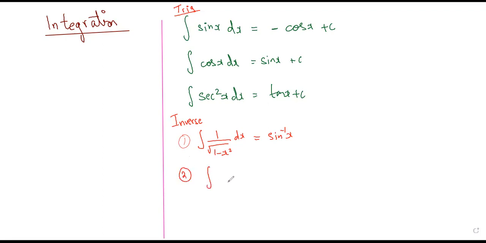And then let's say we have 1 over x squared plus a squared with respect to x. This is going to be 1 by a tan inverse of x by a. This is what I was telling you yesterday. We use this rule in P3 for integrating such functions.